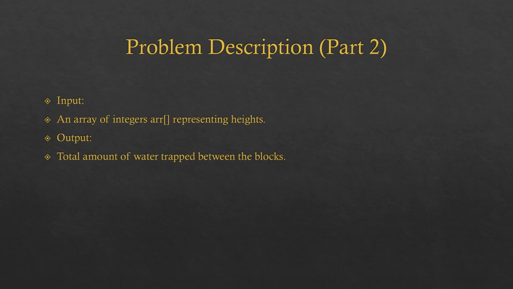The input consists of an array of integers where each element represents the height of a block. The width of each block is 1 unit. Our output is the total amount of water trapped between these blocks.